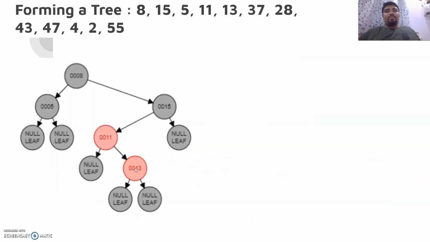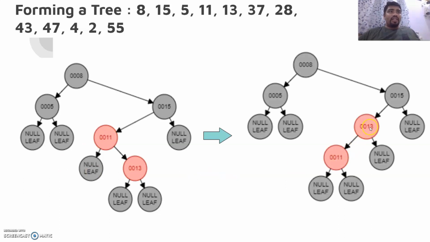That means first I have to perform the left rotation. As we perform the left rotation, the 13 will go up and 11 will come to the left of it. So let's see how it will look. So this is how 13 comes up.